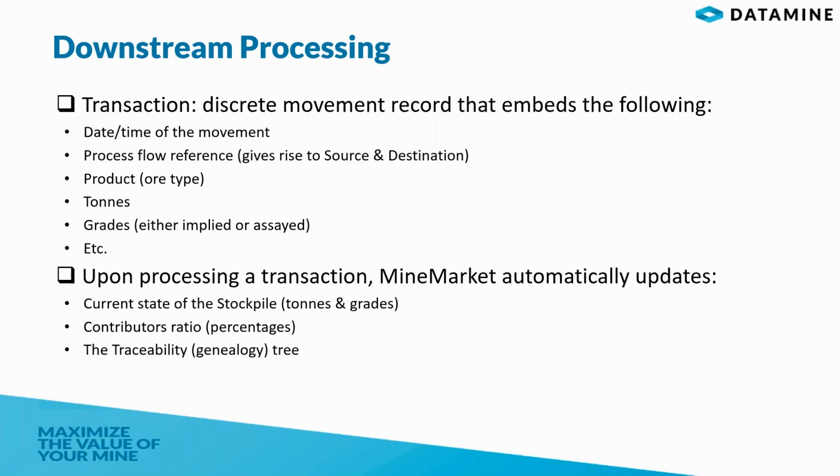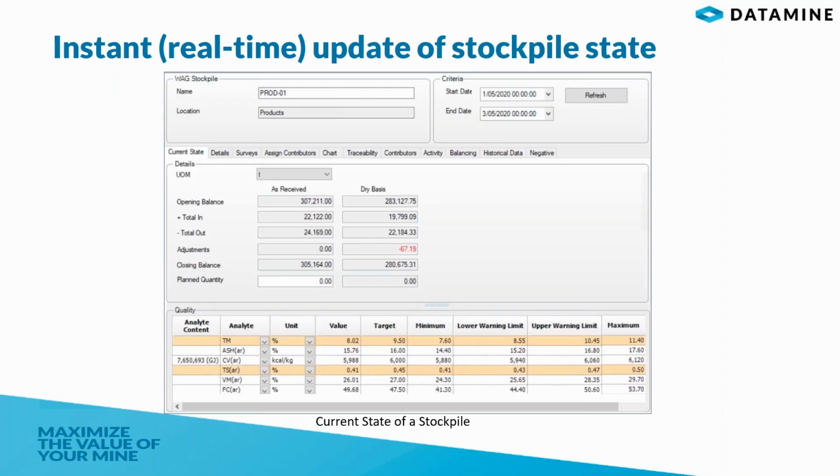Once the transaction has been entered into the system, what does the downstream processing do? MineMarket will automatically update the current state of the stockpile in terms of tons and grades, and also a whole host of other attributes such as contributors ratio. And from there you can see the traceability, the genealogy through a diagram view. So once a transaction has been processed, you get instantaneously the update of the stockpile.